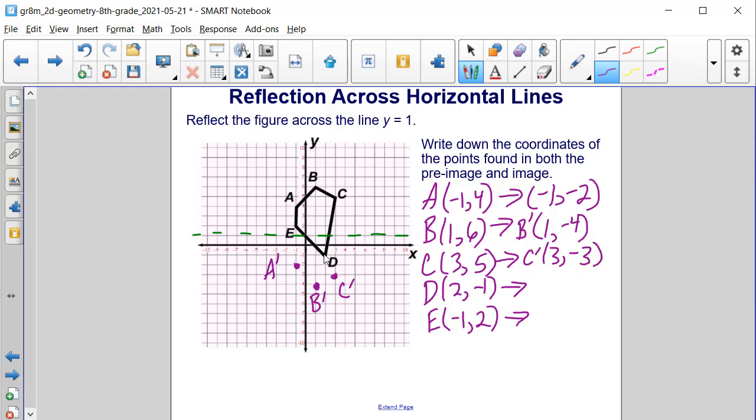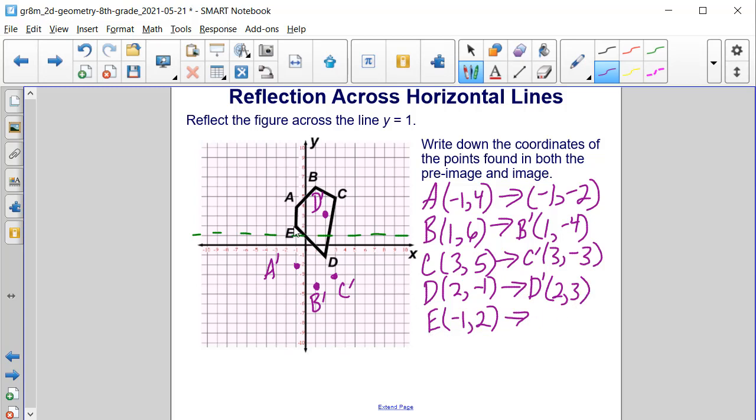And for D, we actually have to go up 2 to get to the line of reflection. So we have to go up 2 again. So for D prime, those coordinates are 2, 3.